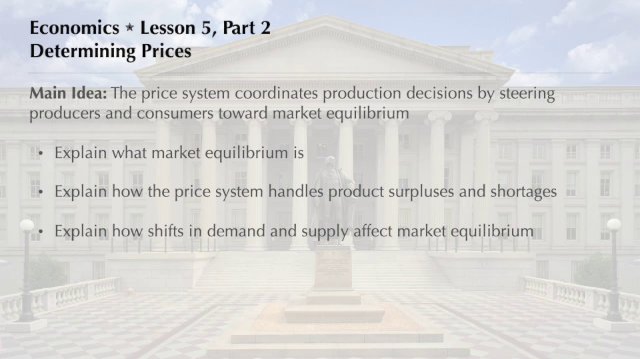The main idea behind this economics lesson is the price system coordinates production decisions by steering producers and consumers toward market equilibrium. With that in mind, by the end of watching this video, you will be able to explain what market equilibrium is, explain how the price system handles product surpluses and shortages, and explain how shifts in demand and supply affect market equilibrium. Now that the outcomes for this lesson have been shared with you, let's get started.